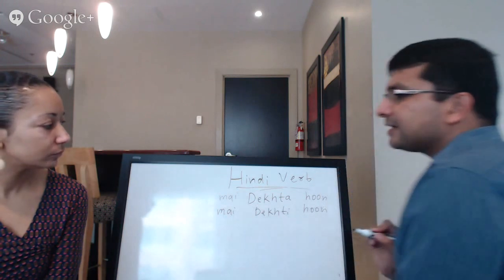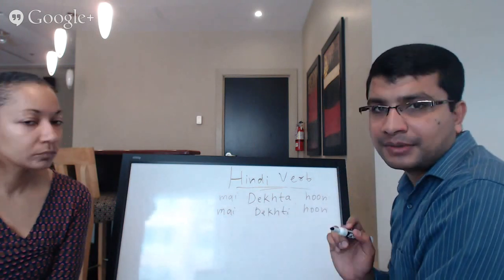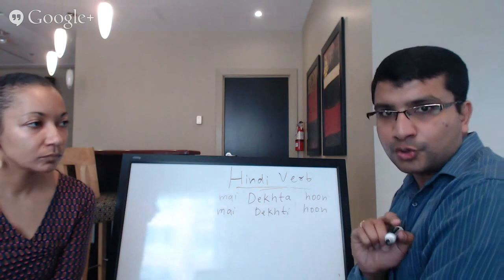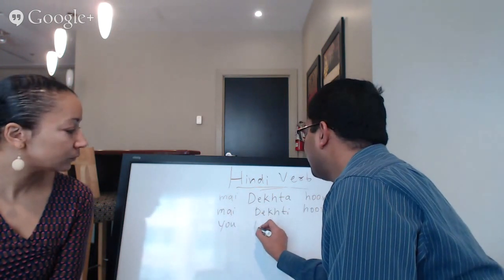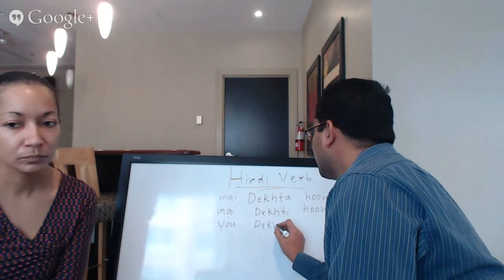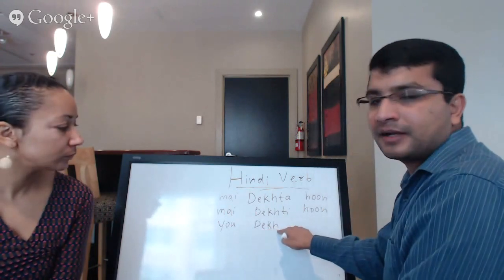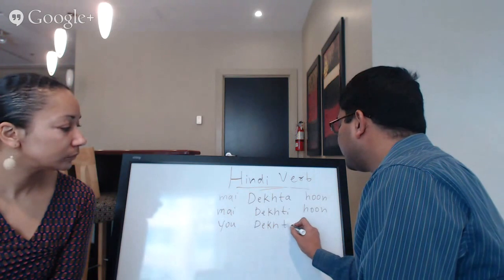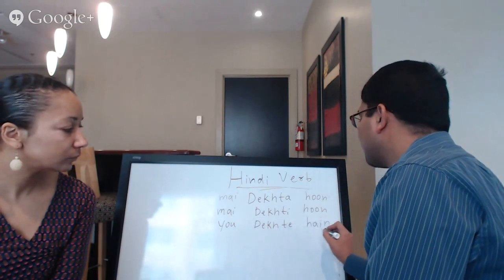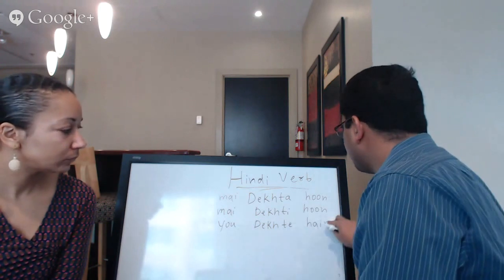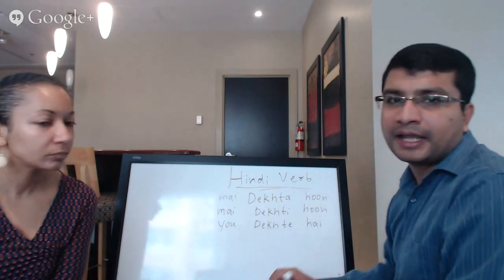And the next pronoun is आप. Okay, आप is you. So you are watching something. So this part will remain same. For आप it would be आप देखते and then है. Actually it will be आप देखते हैं.